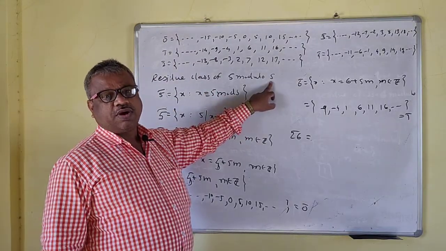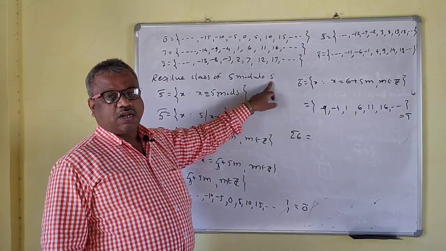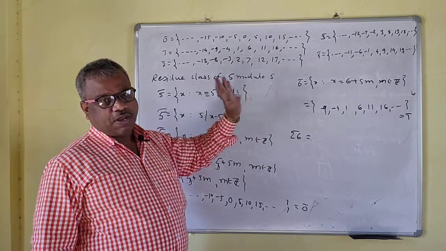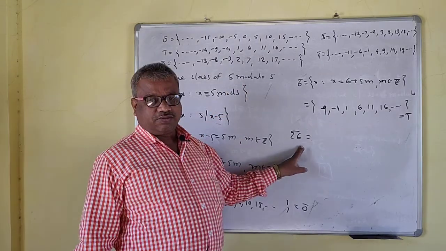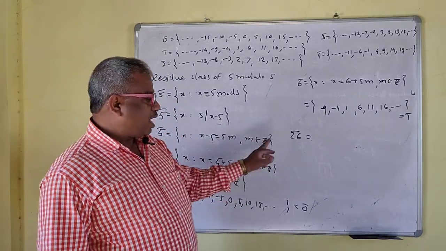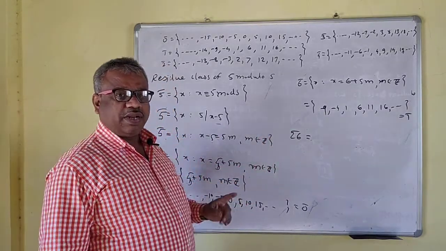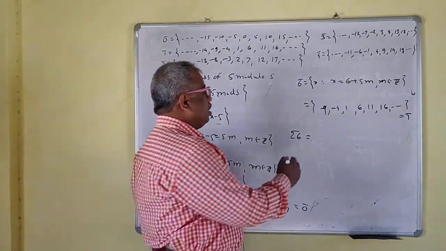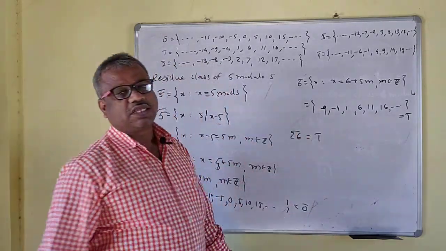That means it is either 0 bar, or 1 bar, or 2 bar, or 3 bar, or 4 bar. Not 5 bar also. So just divide 26 by 5, and what is the remainder? If you divide 26 by 5, then your remainder is 1. That means 26 bar is same as 1 bar.